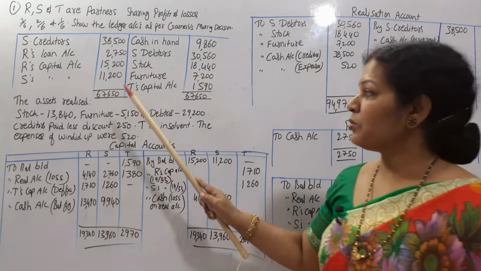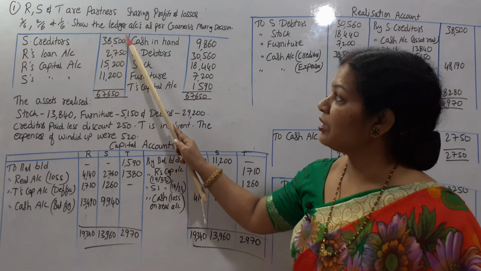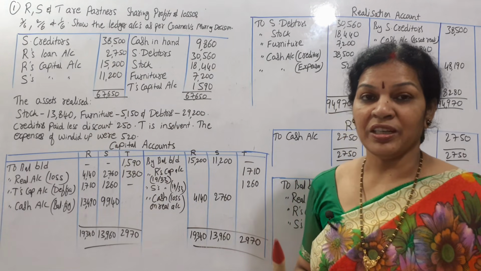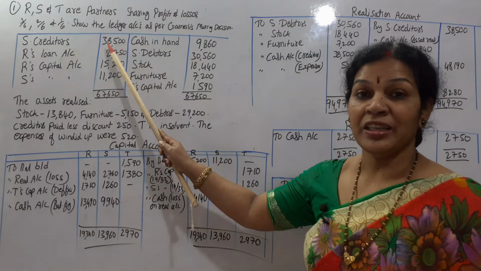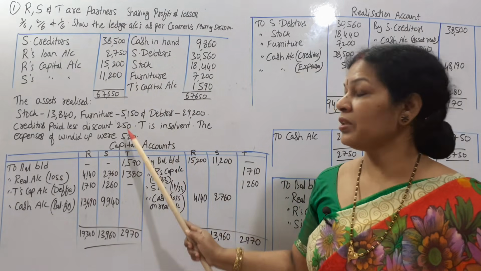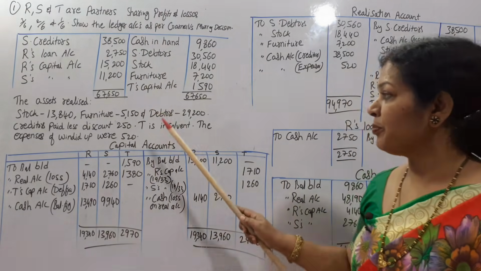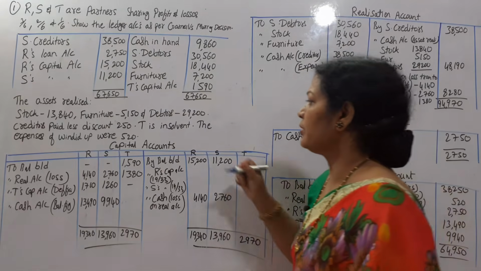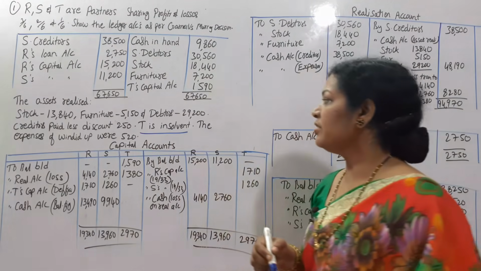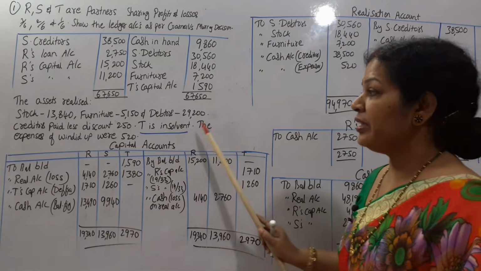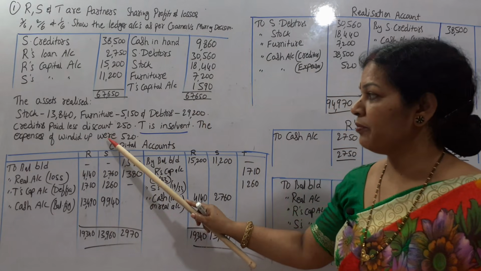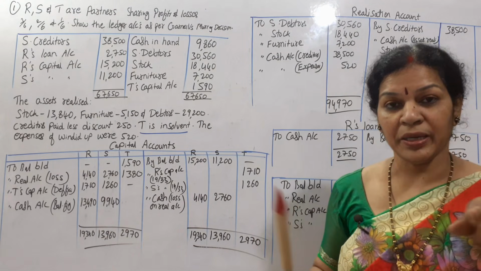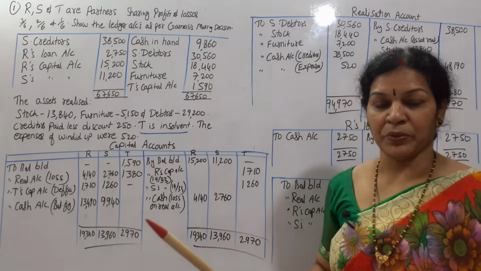Creditors means payable, no? So, the creditors amount here is 38,500. We are paying less 250, means creditors realization is 38,250 because 250 discount we are deducting. Okay. Now, T is insolvent. Please remember, T is insolvent. The expenses of winding up were 520. During the winding up, the expenses were 520.